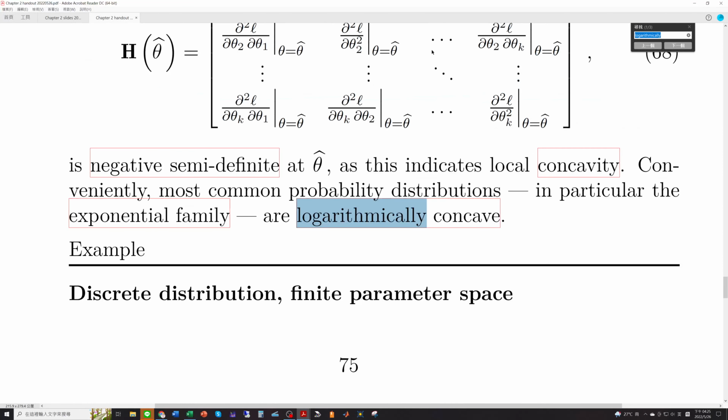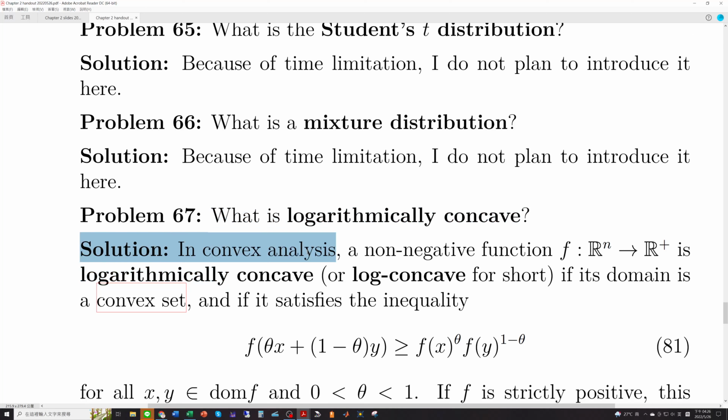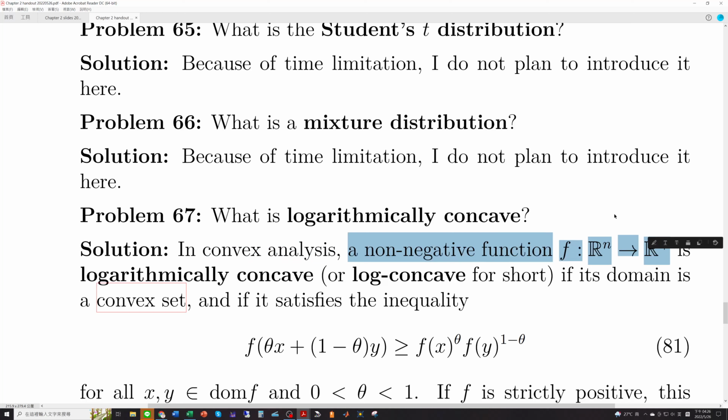Okay, so let us go back to the problem. Problem 67. What is logarithmically concave? Solution in convex analysis. Because of time limitation, I do not plan to introduce what is convex analysis here. A non-negative function f from Rn to R plus.